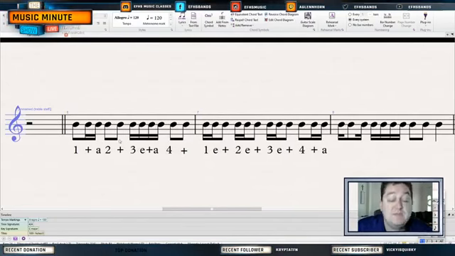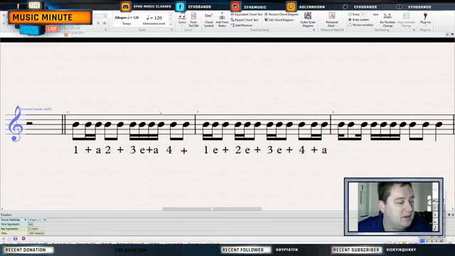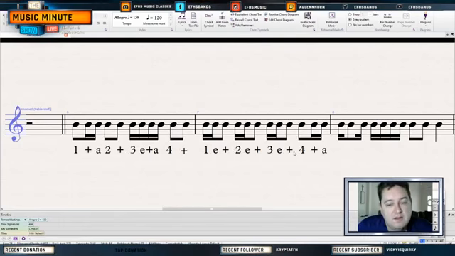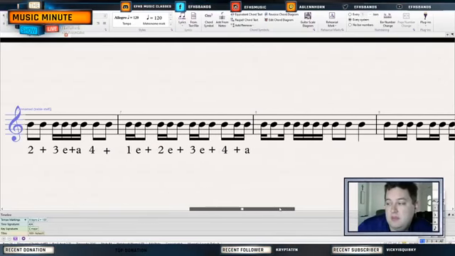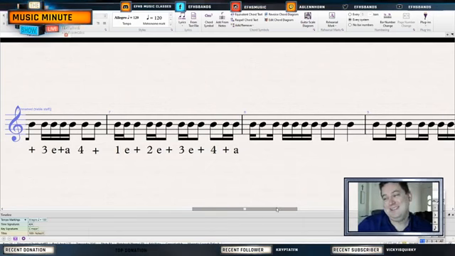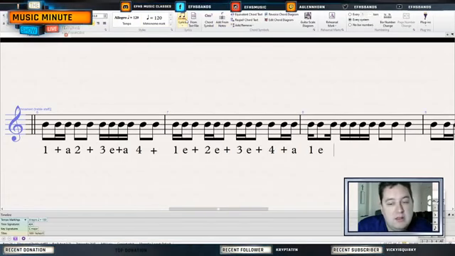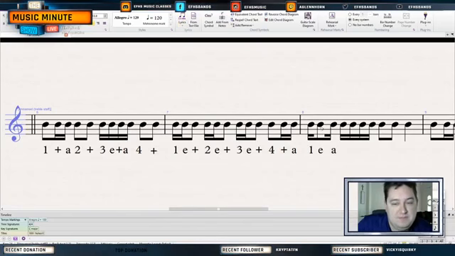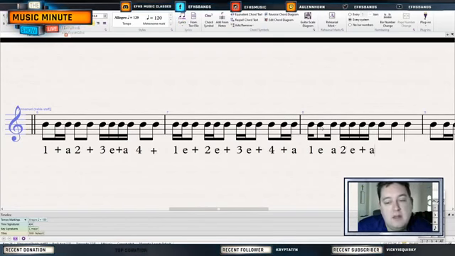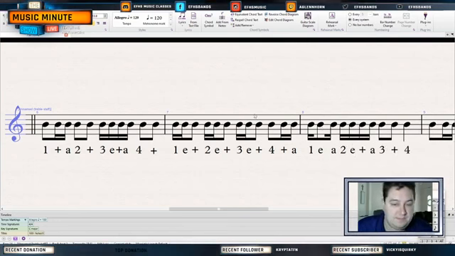I understand the system, but I just didn't grow up with it, so it's not the one that's ingrained in my head. This is the one that's ingrained in my head. So we have the 1 and a 2 and 3 E and a 4 and 1 E and 2 E and 3 E and 4 and a. T-ta, we wrote it down. Here we have 1 E, because the and is included in this eighth note. 2 E and 3 and 4.